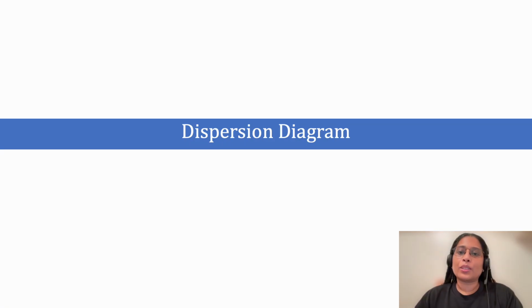Hello everyone. Today I'm going to speak about dispersion diagram. One of the main applications of metamaterial is suppression of surface wave. To analyze whether surface waves are propagating or if it is suppressed, we usually use dispersion diagram. So in this video, I'm going to explain what is dispersion diagram, how it is made, and what type of information we can get from that.